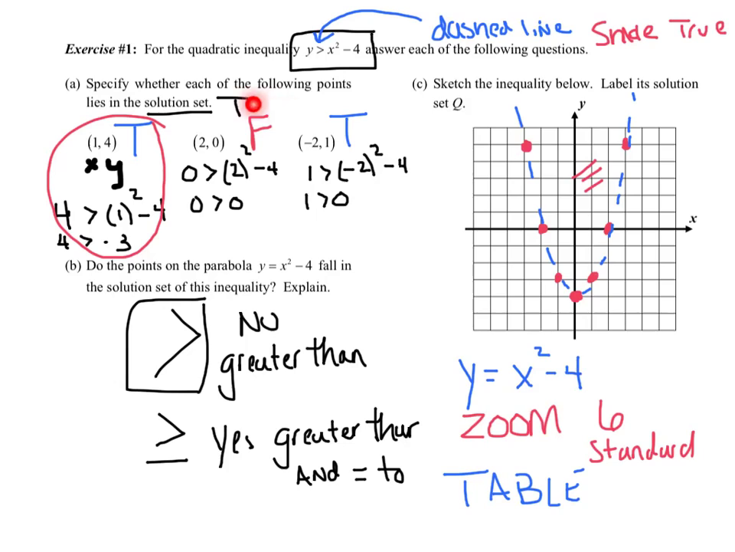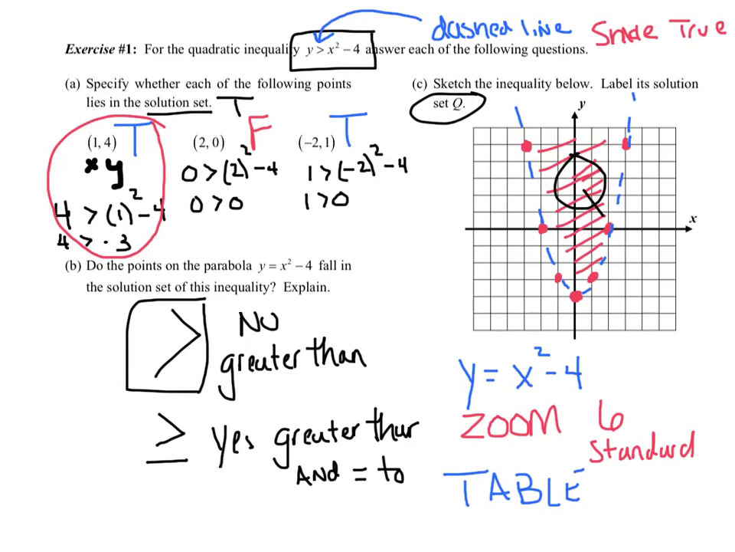Notice I'm not going to shade. It was false at 2, 0, so I'm not going to shade there. That's right on the line and it's not equal to. And again, it was true at negative 2, 1, which is inside there. So I just want to be clear, I am shading inside this parabola. And lastly, it said label your solution set Q. I'm just going to stick a big Q in there.